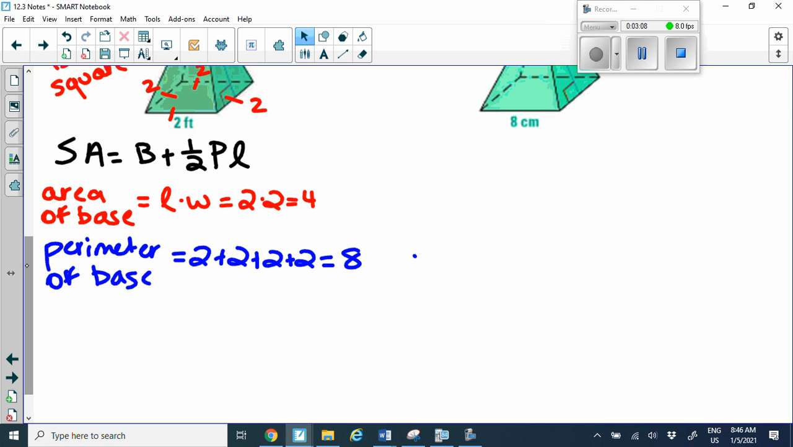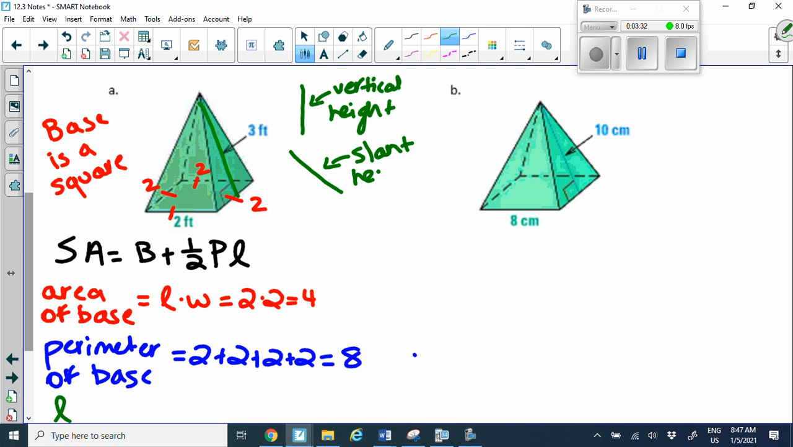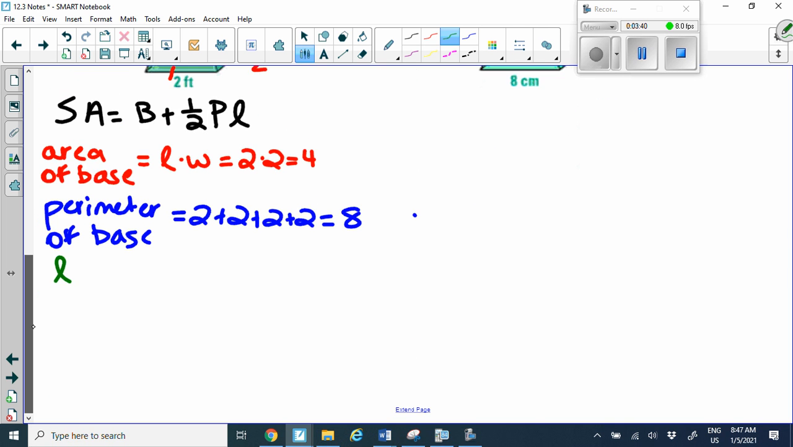Now our last thing is going to be talking about the slant height. Now when we have our slant height, that means our height is not going to be straight up and down. It's going to go at a diagonal. So usually we have this. This is what we call our vertical height. Then we have this. This is what we call our slant height. So you can think of slanting as going diagonally. Okay. So in this case, we are given the slant height, which is 3. So as long as your height is going diagonally, then we're good to go.